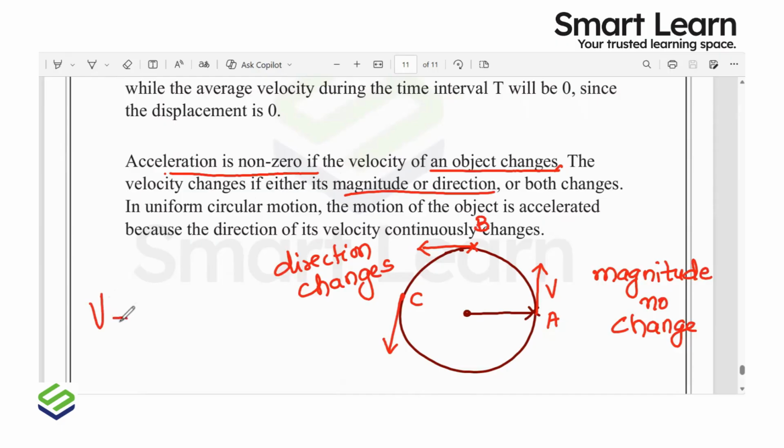And how do we get the V average? 2 pi r divided by the total time taken, which is the time period. So this is the total content of the chapter describing motion.